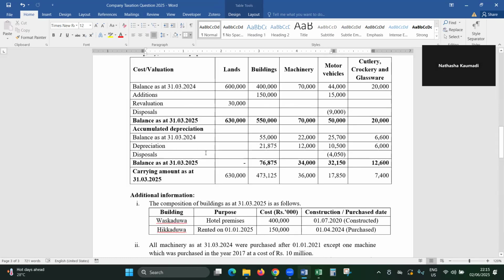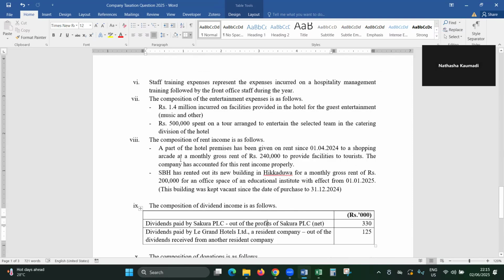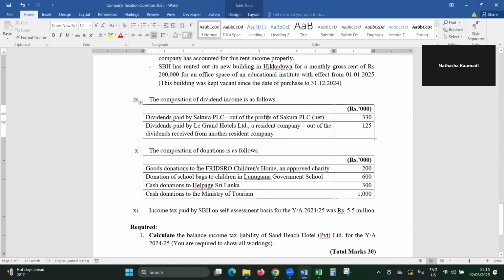And then, before the last, the composition of donations is as follows. Now it says donations, refer to point number 10. It says goods donations to the Fritz Row Children's Home and approved charity. There's a goods donation to an approved charity. Donation of school bags to children in Lunagama Government School. Okay, it's a donation of school bags in kind to Lunagama Government School.